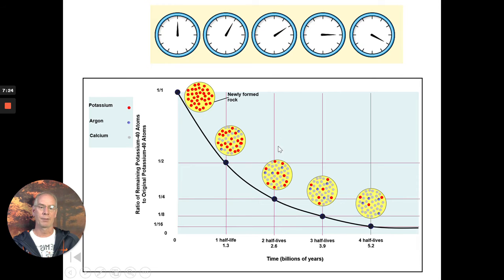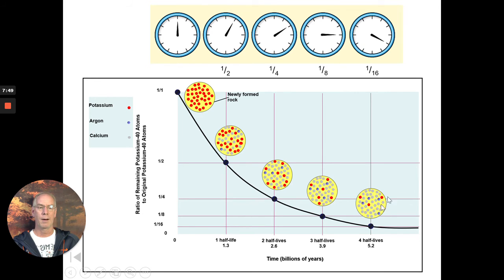After 2 half-lives, half of that red is gone. After 3, half of that's gone. After 4, and so on. So you can start to see visually what that means. Now, it turns out that potassium breaks into argon, but then argon further breaks down into calcium. That's the reason we got all the multiple colors showing up on that slide.